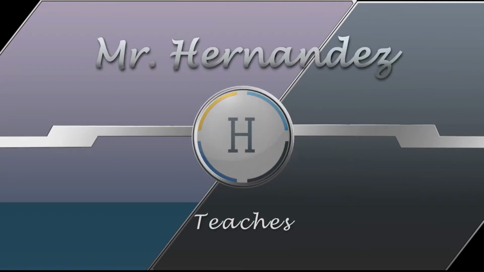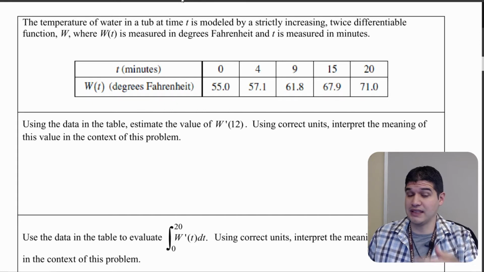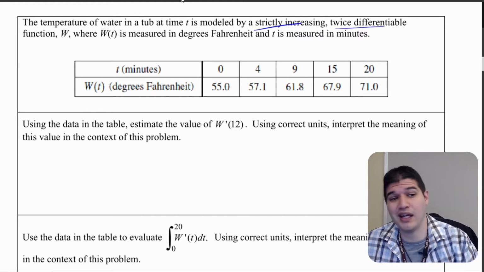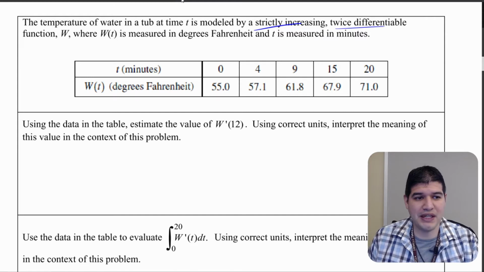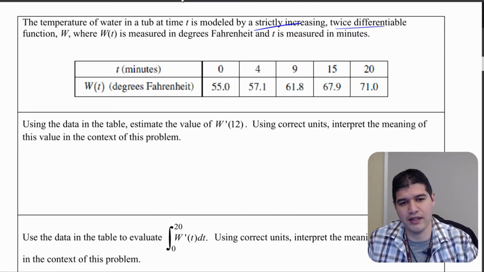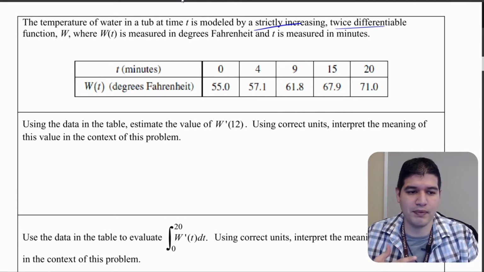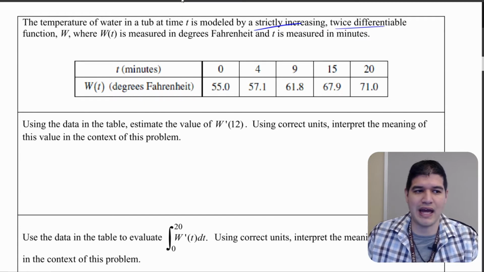So as I'm reading this problem, I'm going to note a couple things. We know that the temperature for the water in this tub is strictly increasing and is twice differentiable. I don't know if that's going to come into play, but I do know that those are important things to know. And we're given this information using a tabular format. So using the data in the table, let's estimate the value of W prime of 12 using correct units, and then we want to interpret that meaning.